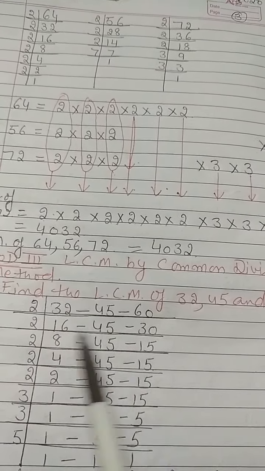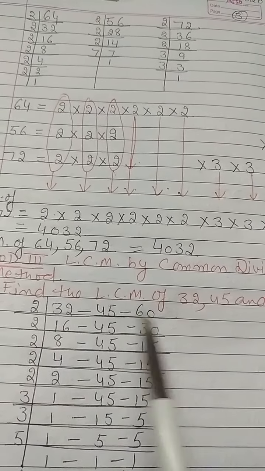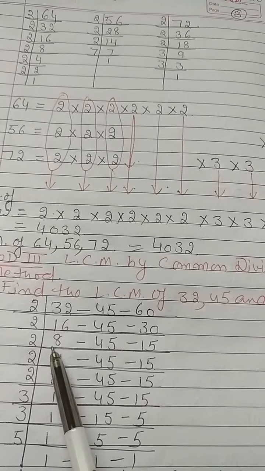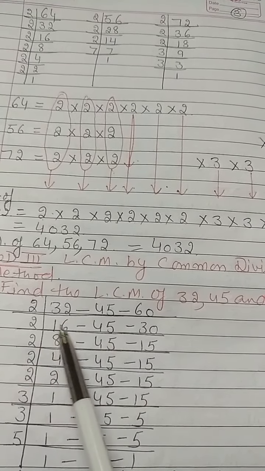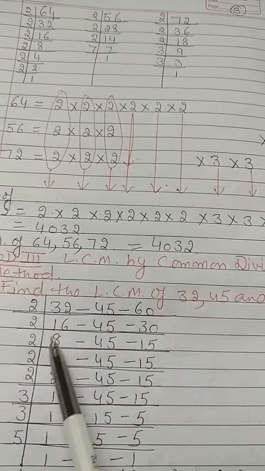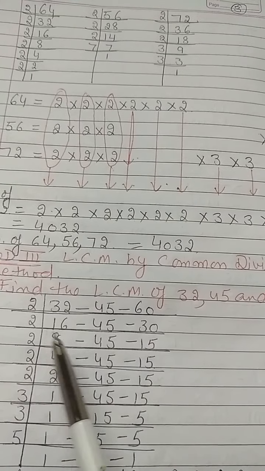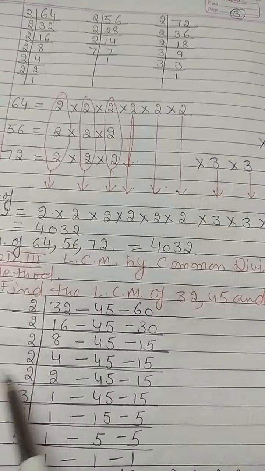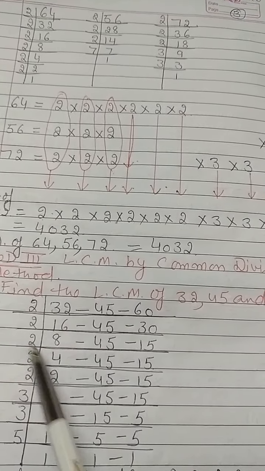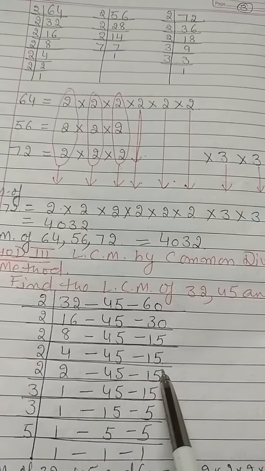Now after that we check again. Among these three numbers, is any number divisible by 2 further? Yes, 16 and 30 are also divisible by 2. Now 2 8s are 16 and 2 15s are 30. After that 8, 45, 15. Then you check again, is any number among the three still divisible by 2? Yes, 8 is divisible by 2. 2 4s are 8 and the other two numbers are not divisible by 2. You write them as it is.